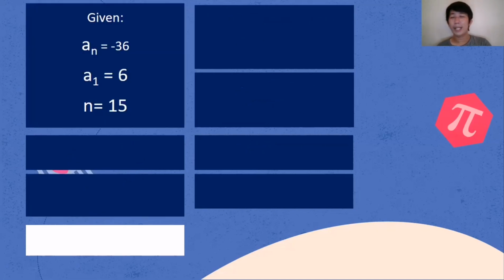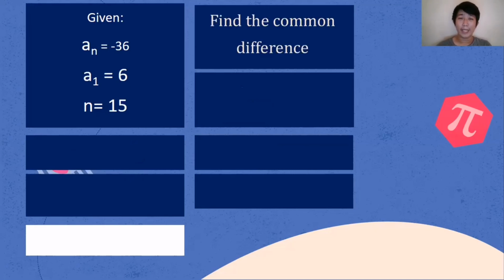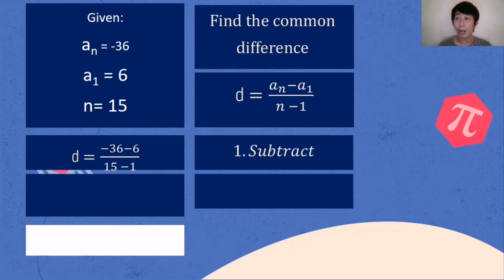The next example. A sub n is negative 36, a sub 1 is 6, n is 15. What is the common difference? Same formula. D is equal to a sub n minus a sub 1 over n minus 1, where a sub n is negative 36, a sub 1 is 6, and n is 15. So we have the same process, that is subtract. Negative 36 minus 6, that is negative 42.